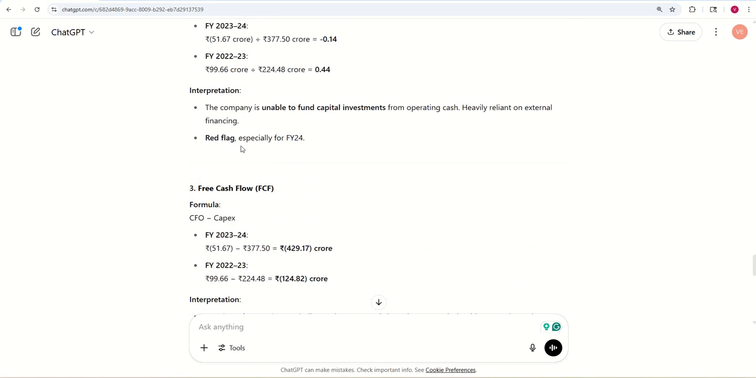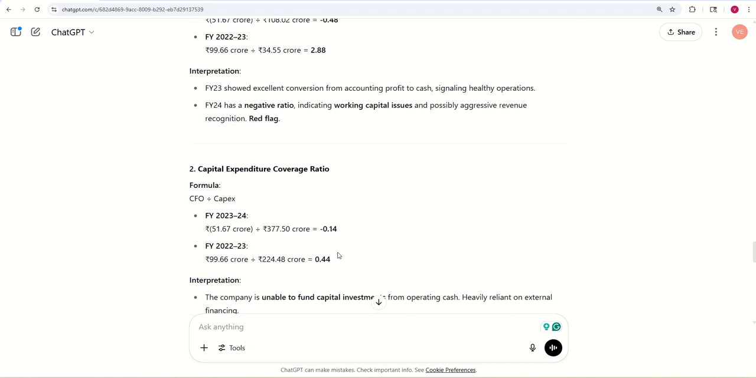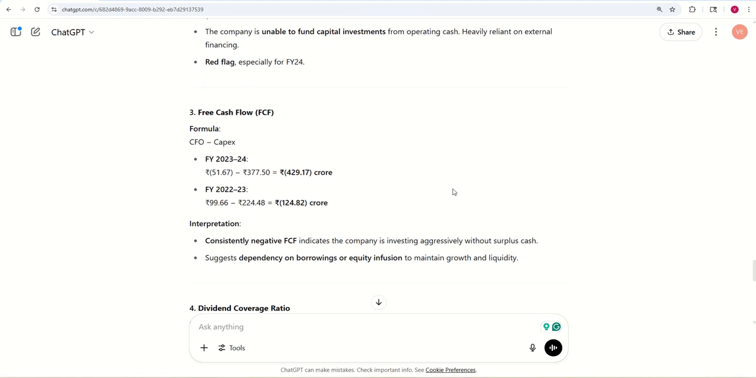And the red flag: what is the red flag? Especially for 2024, the CFO was very low and capex was very high.